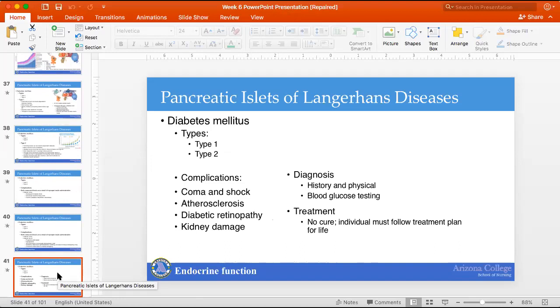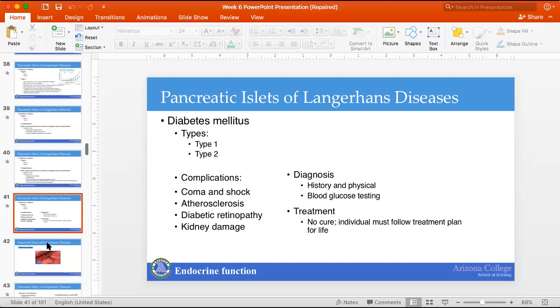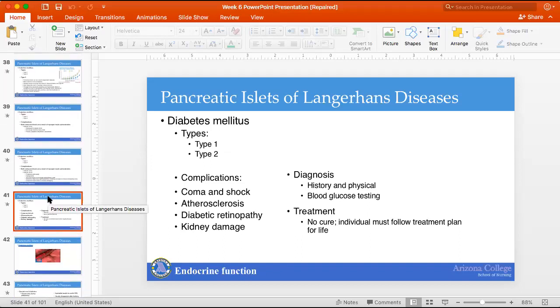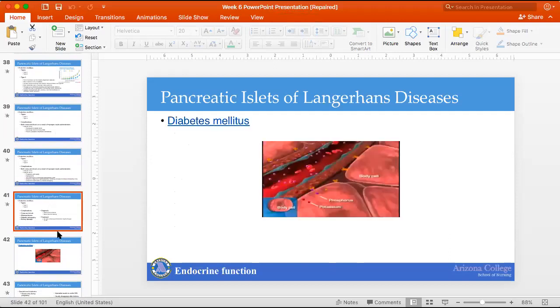Some complications: coma and shock, atherosclerosis, which is plaque formation in your blood vessels, diabetic retinopathy, kidney damage. Diagnosis, usually from history and physical and blood glucose testing. No cure, individual must follow treatment plan for life. Particularly with type 1, they're going to have daily insulin injections or maybe an insulin pump or something. And then with type 2, depending on the stage and how progressed it is, it could be controlled through their diet and exercise and everything.